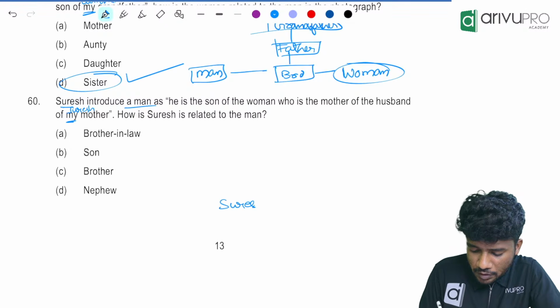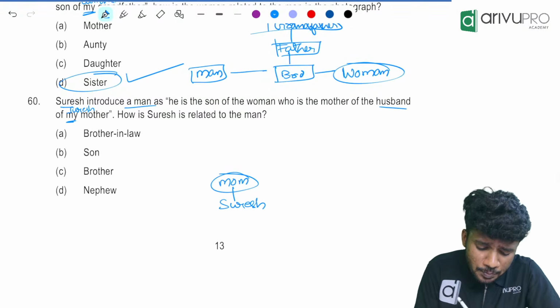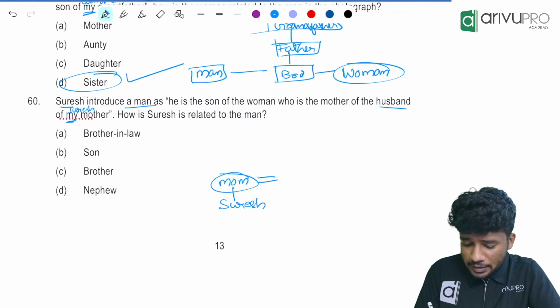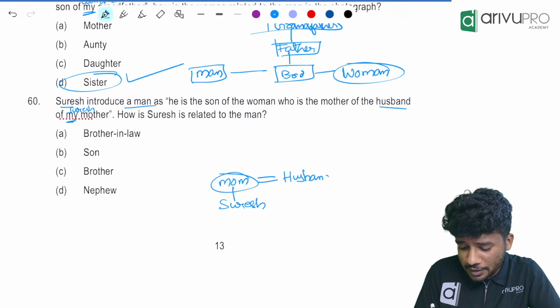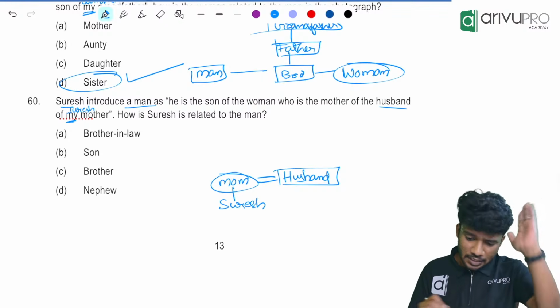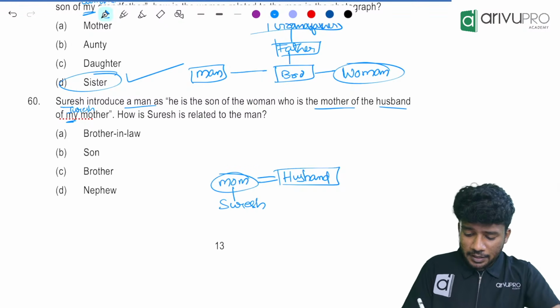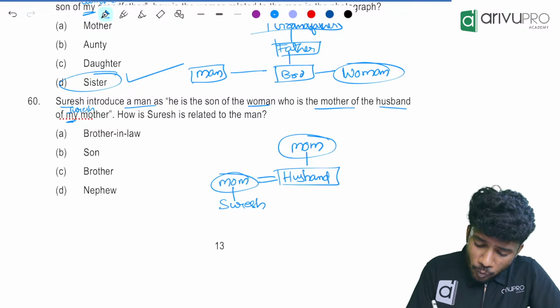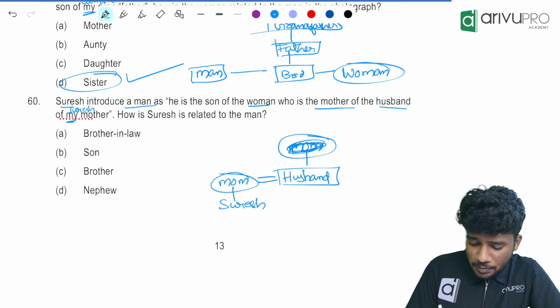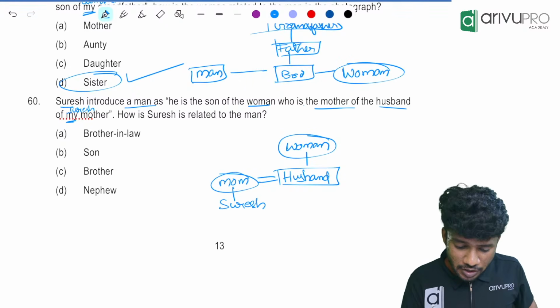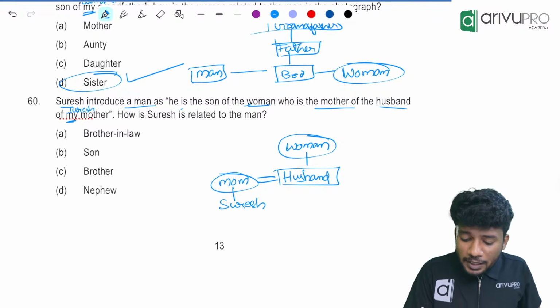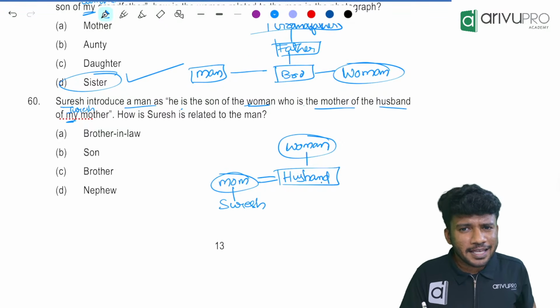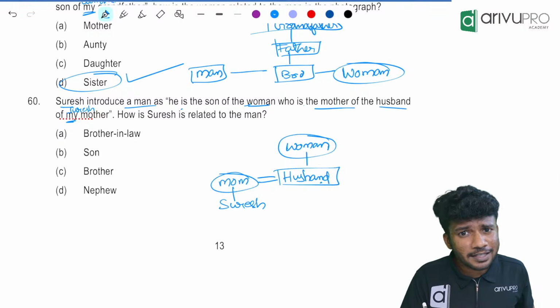Suresh is there. Then Suresh is having a mother. Then husband of Suresh's mother. That means mother is married to the husband. That husband is nothing but Suresh's father. Correct? Then mother of the husband. That means his husband is having a mother. Okay. The woman who is the mother. That means woman is the mother of the husband. Now the question is, he is the son of the woman. That means that woman is having a son. That son can be what? Suresh's father, right? That is one possibility.